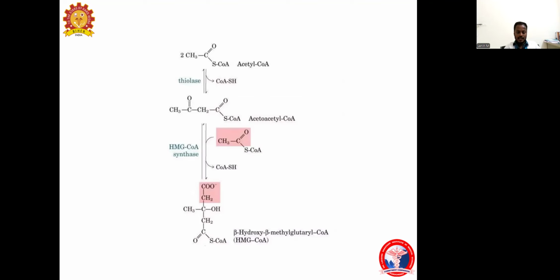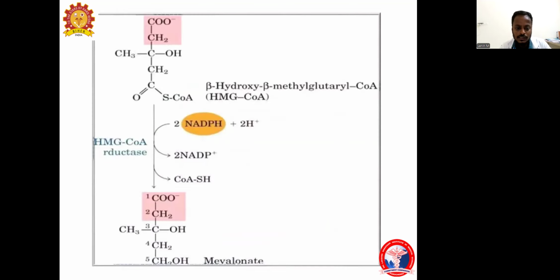CoASH is released from this reaction by the catalyzing enzyme HMG CoA synthase. And from that HMG CoA, in this reaction two NADPH act as a reducing agent and two NADP are released from this reaction, converting the HMG CoA to form mevalonate, catalyzed by the enzyme HMG CoA reductase.